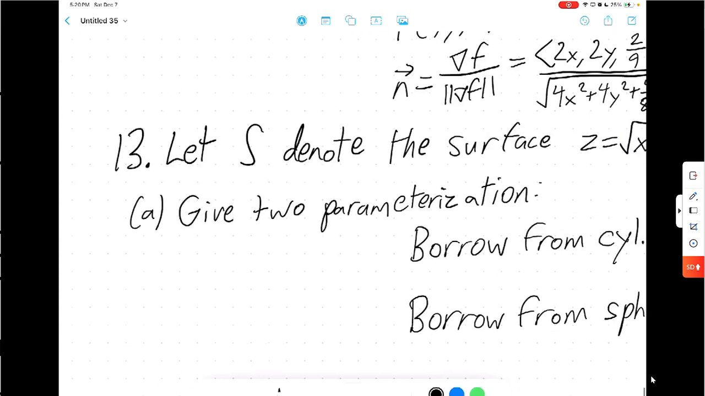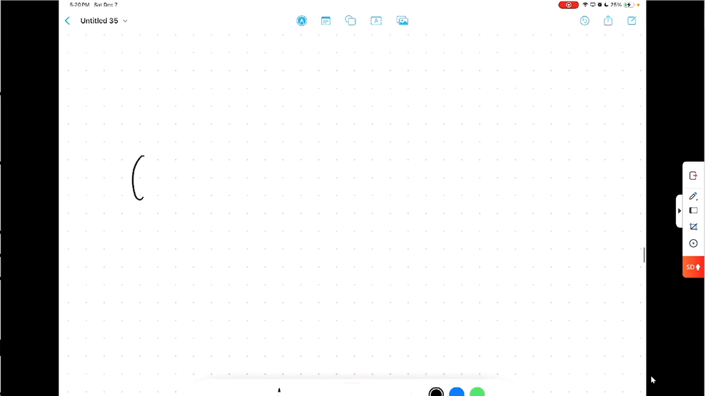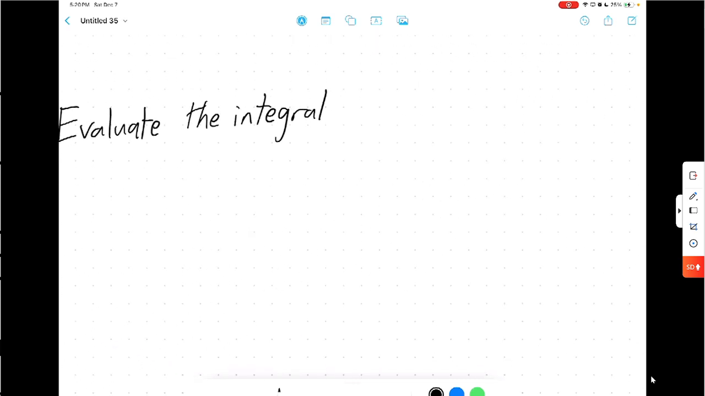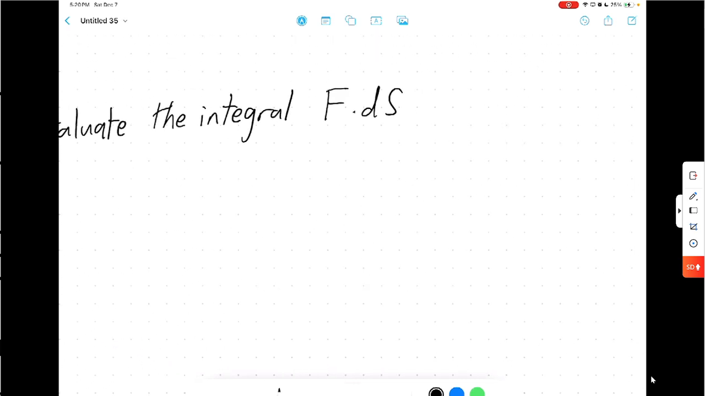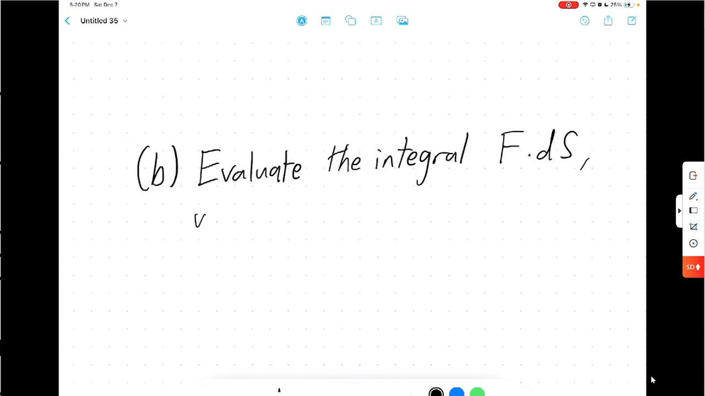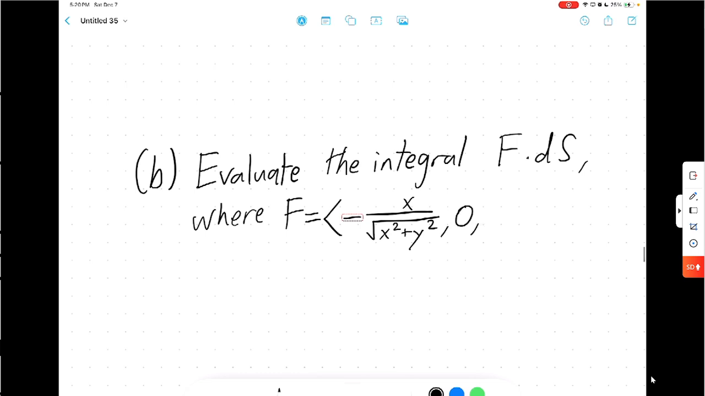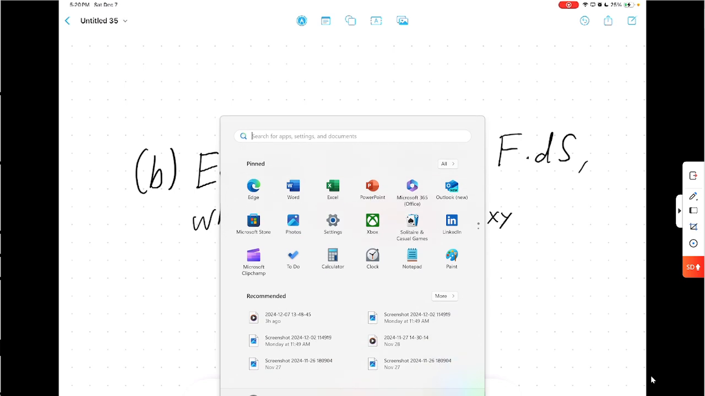Awesome. B and C left. Evaluate the integral of F dot dS, where F is equal to negative x over the square root of x squared plus y squared, 0, x y.